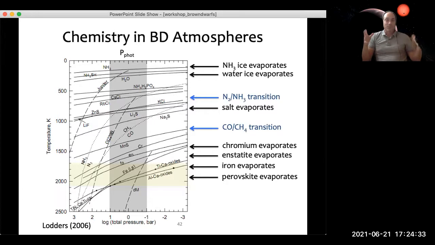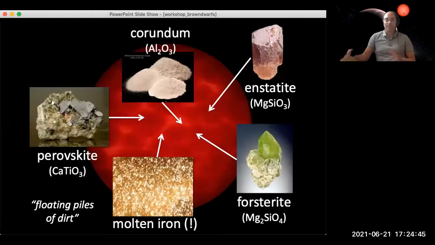So these objects are so cool that we actually have to start really treating them like planets, because it's likely that weather is a common process in these atmospheres. And that's going to determine how they shape and what happens with their chemistry. Now, just to put this in context, this is what some of these things look like: perovskite, calcium titanate, is a rock. Corundum is a very common rock.